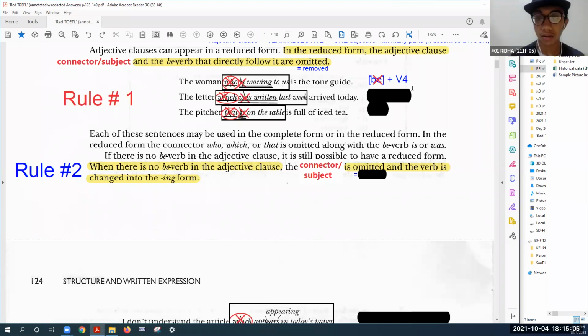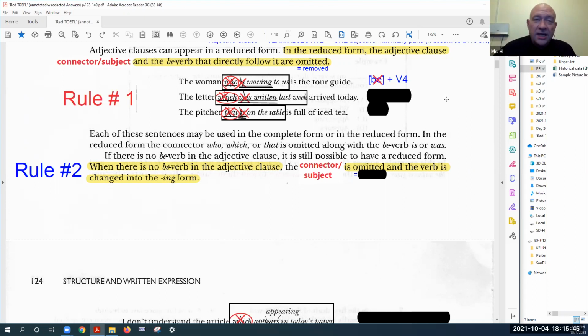And waving to us is a decreased team adjective. Okay, that's a decreased team adjective. Do you understand? What's the full adjective? The full adjective: who is waving to us? Yeah, that's the full team adjective. Who is waving to us? If you decrease it, you take away the connector subject, you take away the be verb, and it becomes waving to us only. Exactly. And it's a small team adjective, a decreased team adjective.